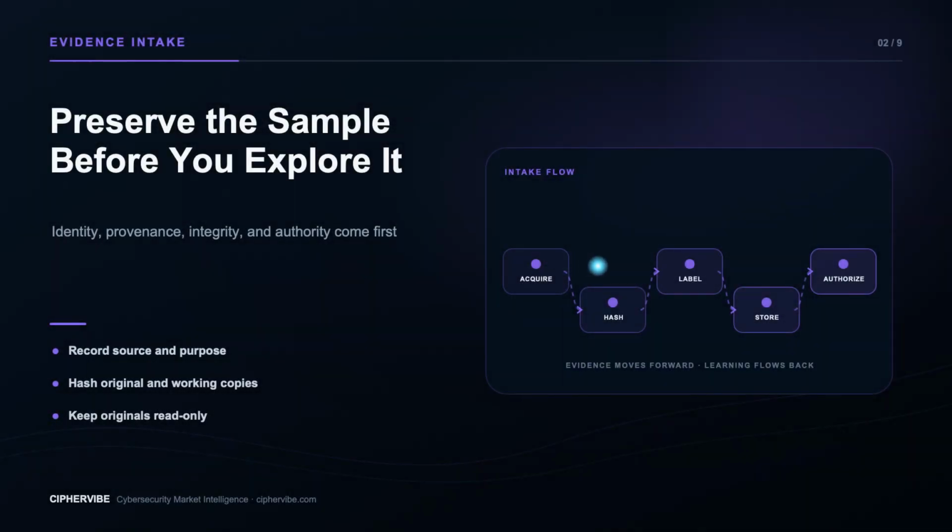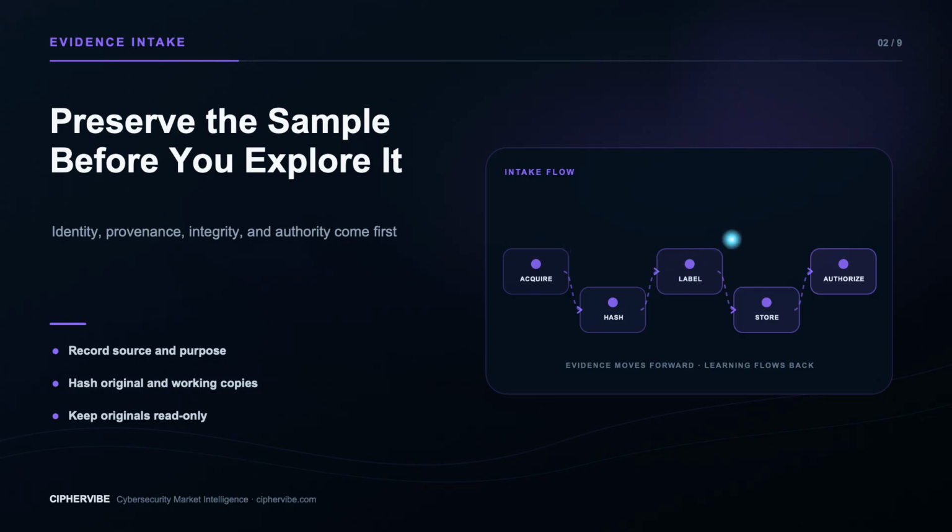At intake, establish provenance. Record where the sample came from, when it was acquired, who handled it, the business or incident context, and the authority to analyze it. Give the case and sample unique identifiers. Calculate strong cryptographic hashes such as SHA-256 on the original. Store the original in a restricted evidence location and create a verified working copy. Hash again after every transfer. A matching hash does not prove a file is safe, it proves the bytes did not change.